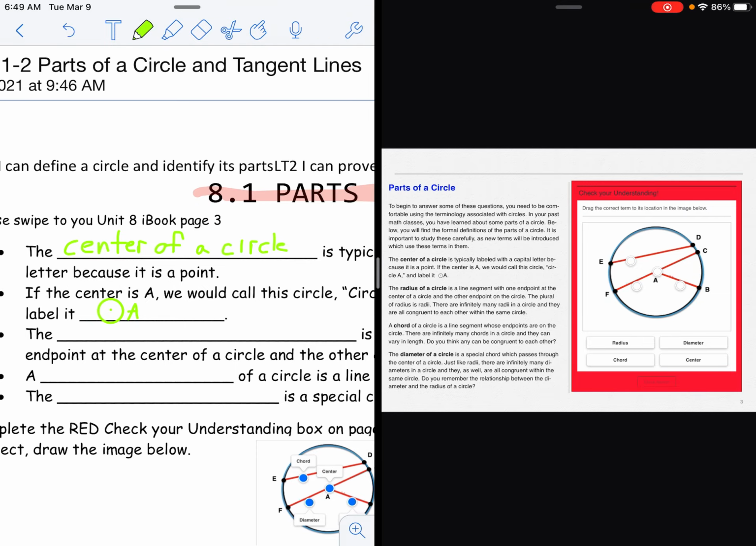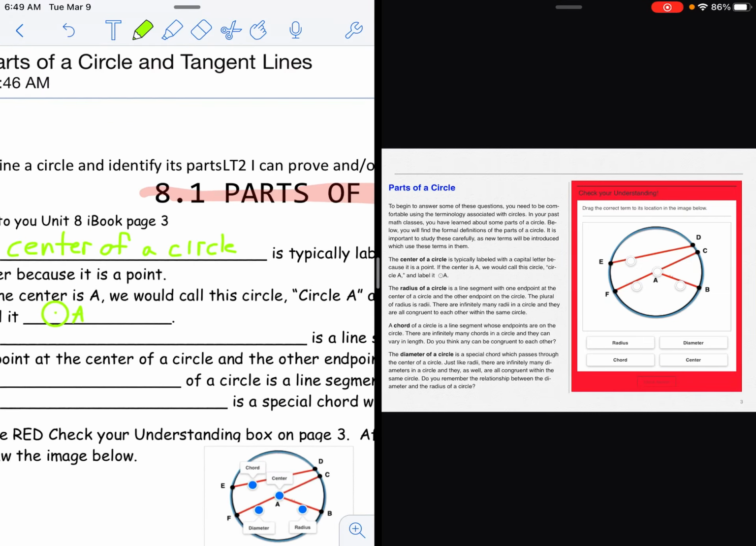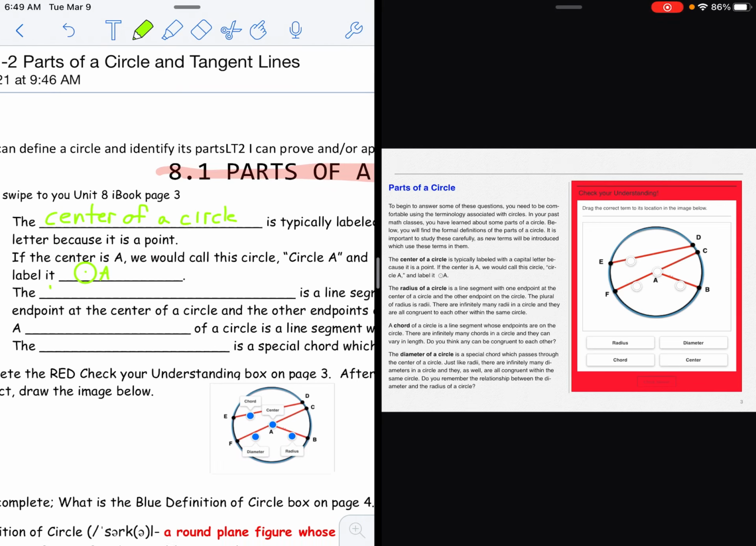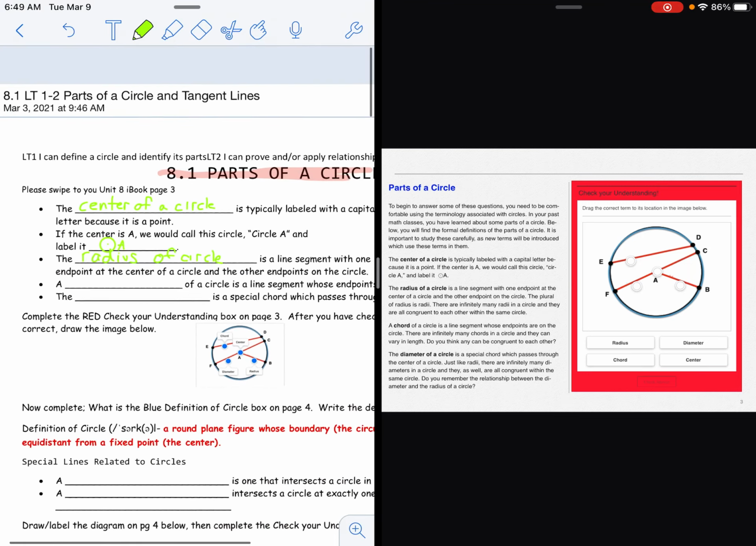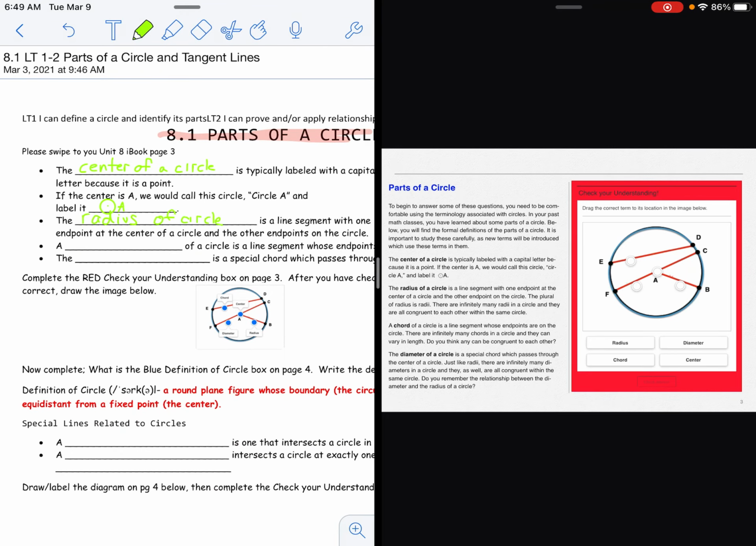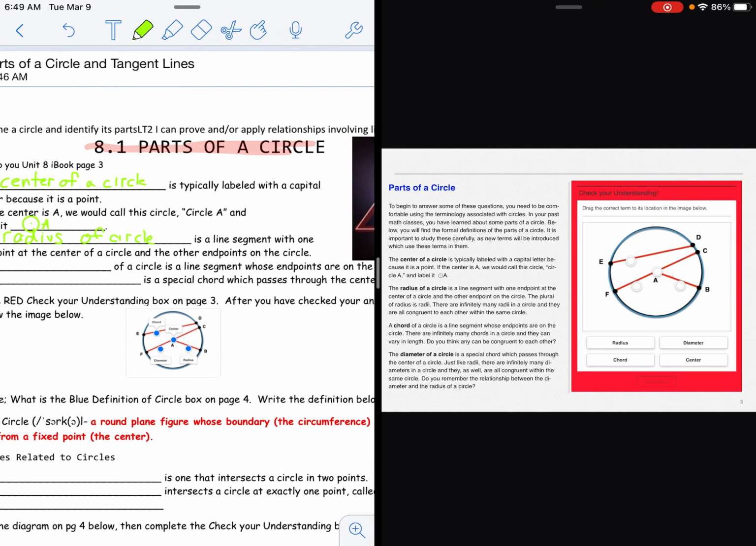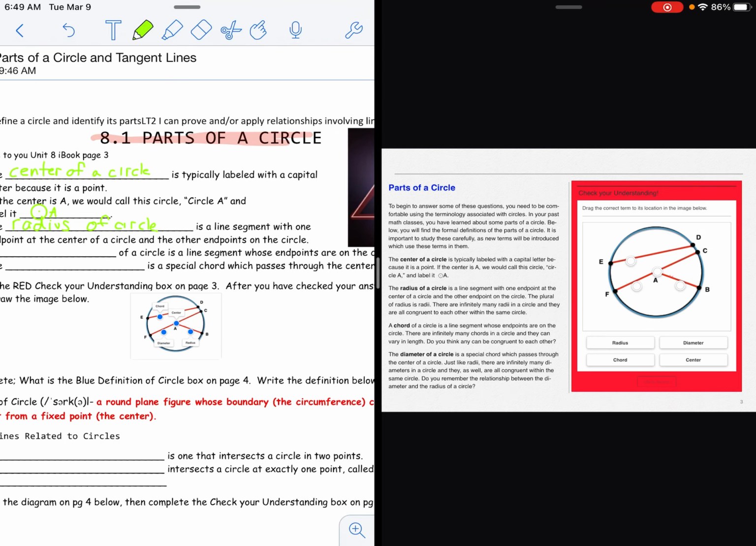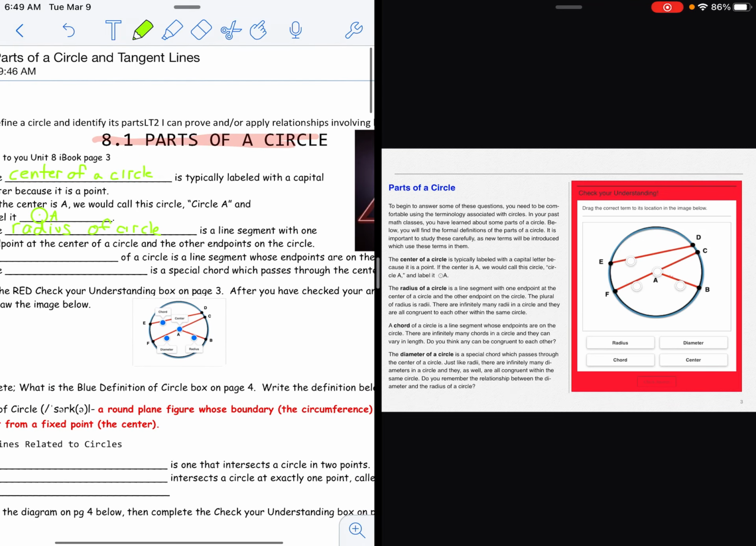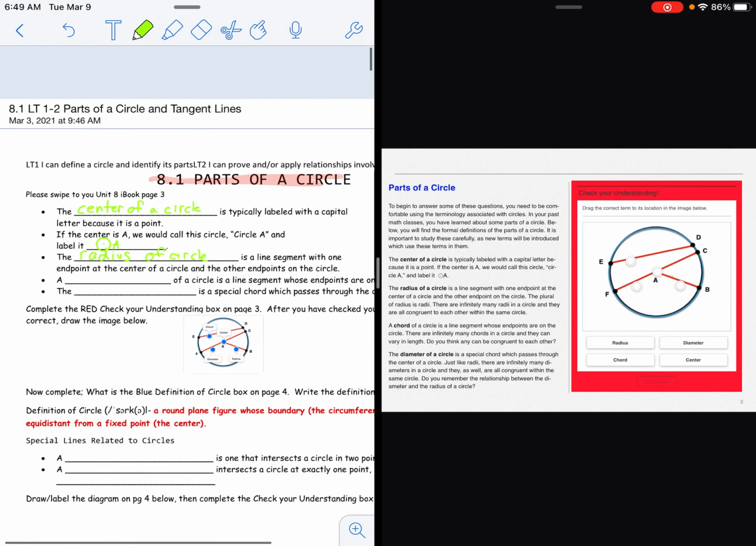And then we got some famous parts of a circle that you may have heard of. We got the radius of a circle. Hopefully you've heard of a radius before. And that's a line segment where one endpoint is at the center of the circle and the other endpoint is on the circle. So it starts at the center and goes to the end. We'll talk more about that later.